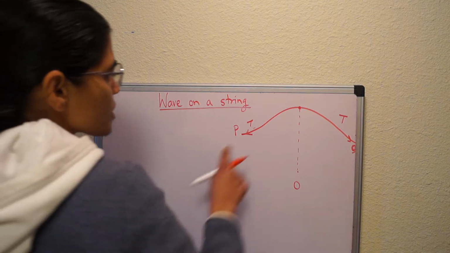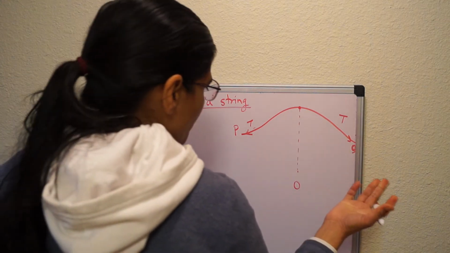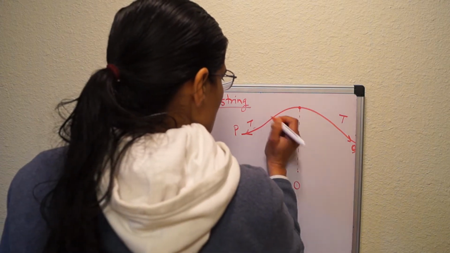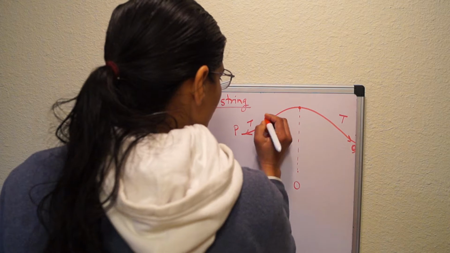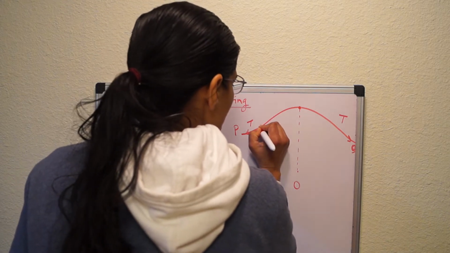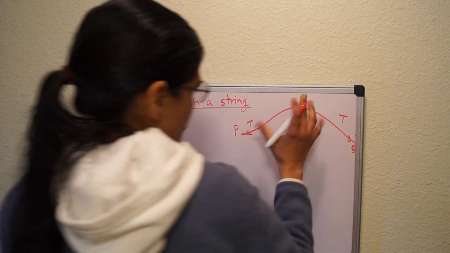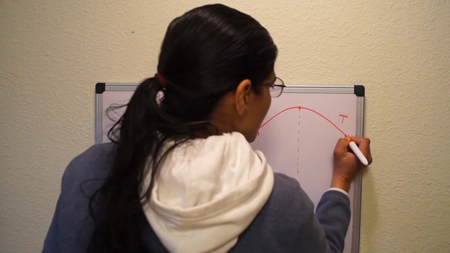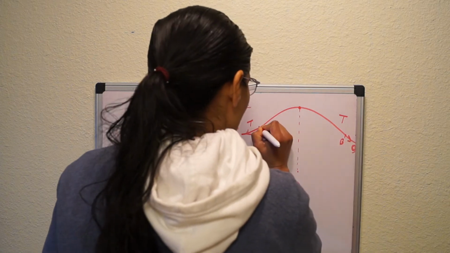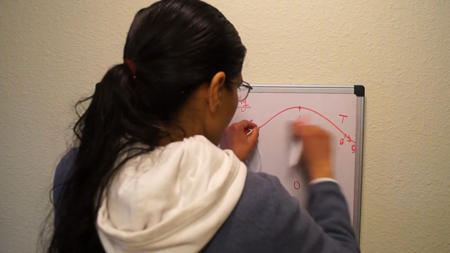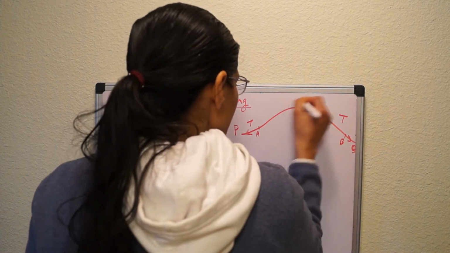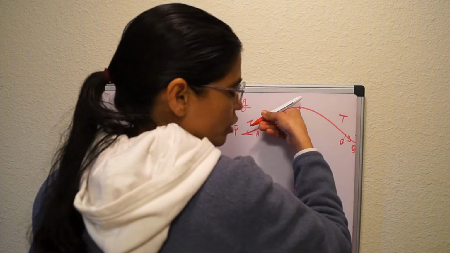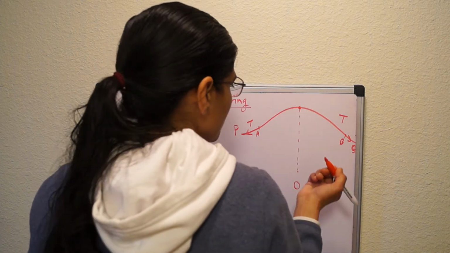Now let us resolve this tension into two components, because we have a T. Maybe what we could do is take a smaller portion here. Let's not take the whole PQ. Let's take a small segment from A to B, that much of length here. Now we have a tension this way, and we want to resolve this tension into rectangular components, meaning parallel and perpendicular components.